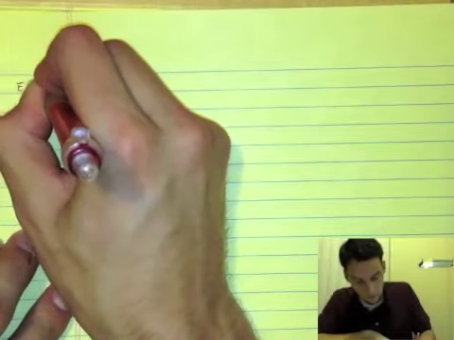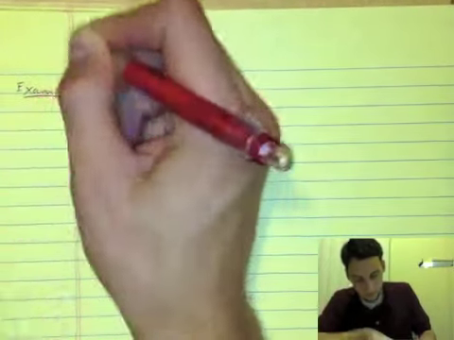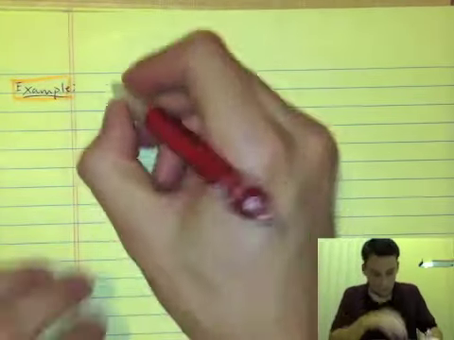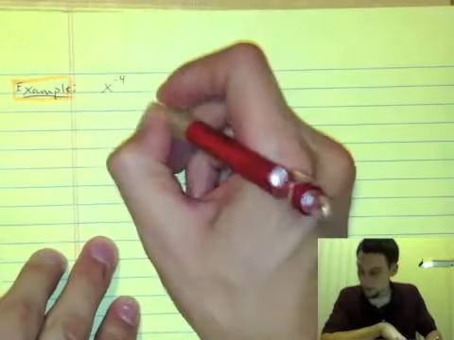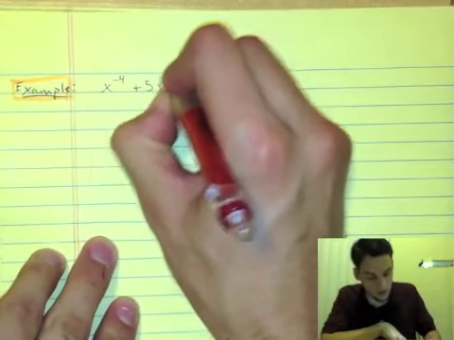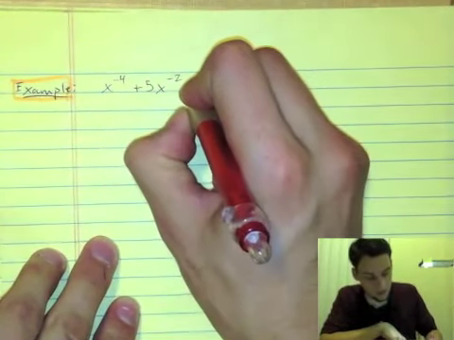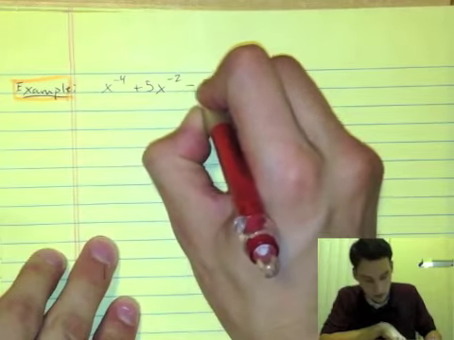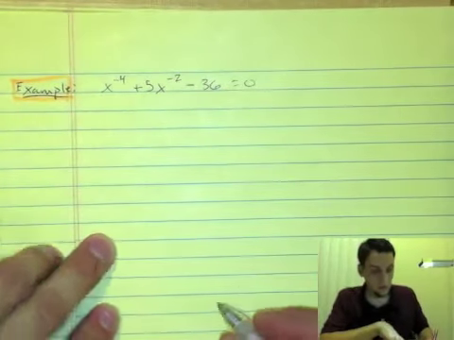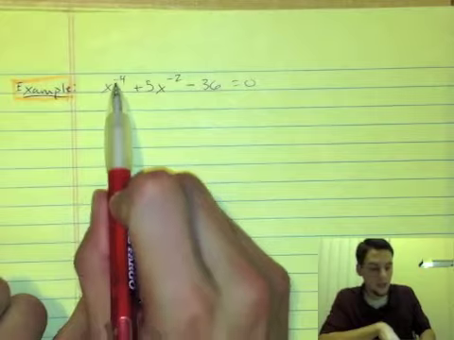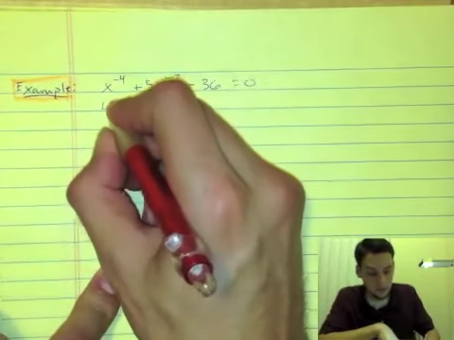So I'm just going to give you guys a couple examples to work out. You can pause it and work them out on your own, and then see what I do. So, example. And this will be x to the negative fourth plus 5x to the negative 2 minus 36 equals 0. This is almost a type 2 problem, except for we have negative exponents. Doesn't matter, we do the same thing.